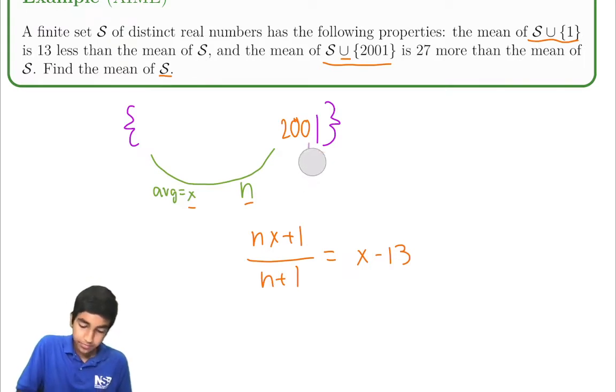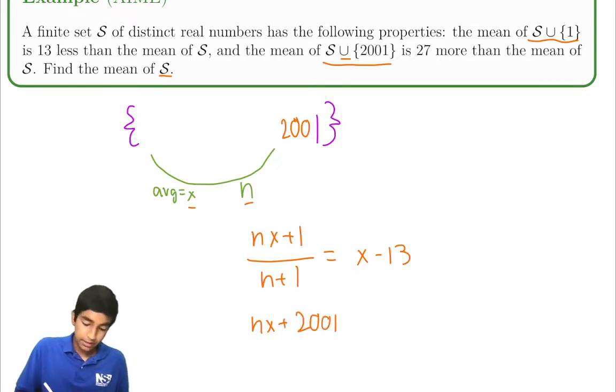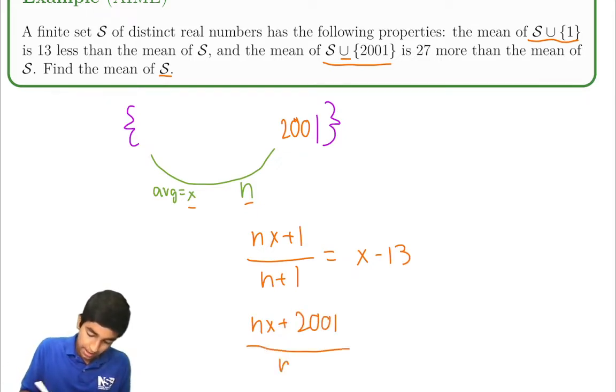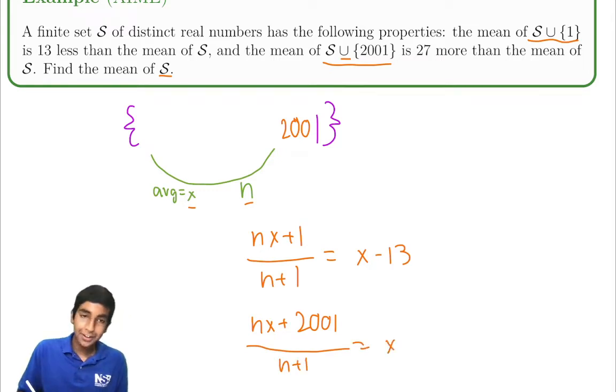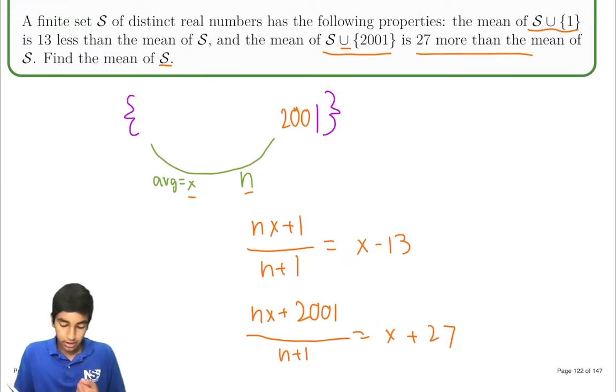So therefore, this would be nx plus 2001, divided by n plus 1. And this is x plus 27, because it's 27 more than the mean. And now we have two equations, and now we can just solve. But how are we going to solve this?